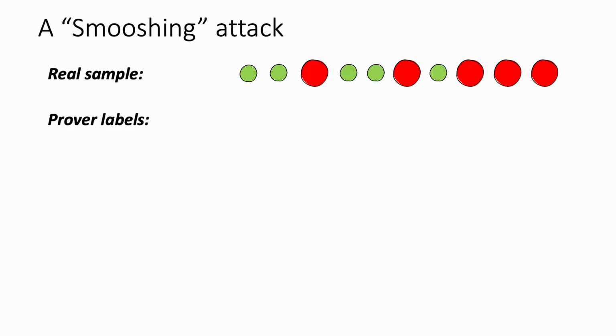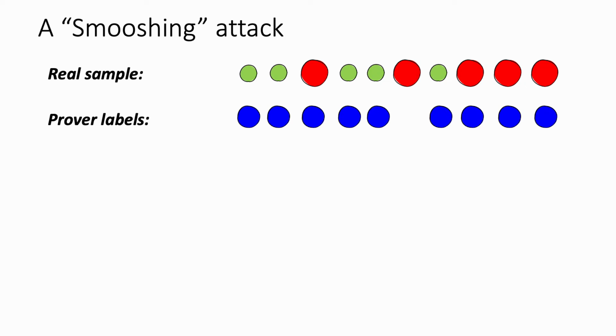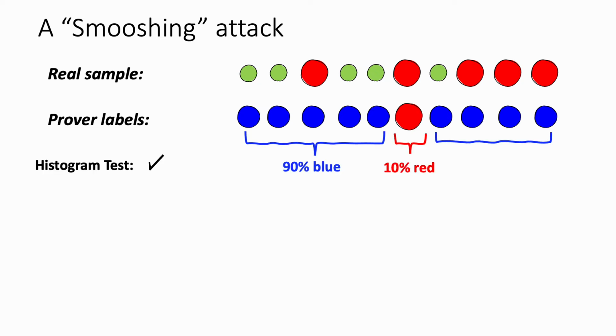Assuming D is in DF, we show a cheating strategy for our prover. V sends a sample from D which has green and red elements. Then the prover smushes it, meaning that it labels all green elements as blue and 80% of the red elements as blue, while the rest are red. This false labeling has the property of passing both tests.